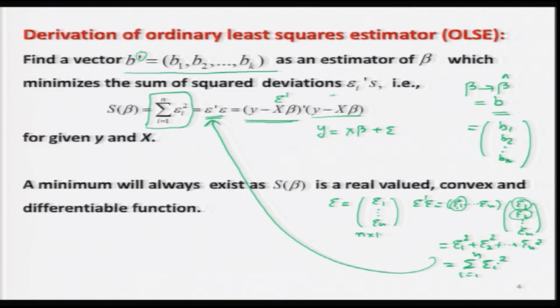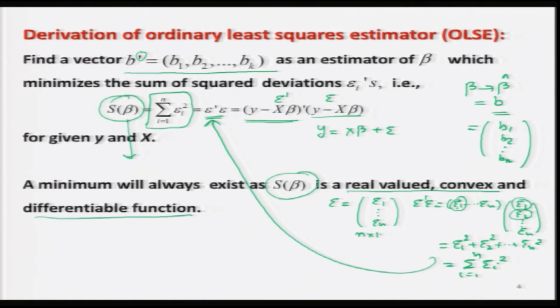So, this is epsilon transpose, and this is epsilon, and the values of y and x are given to us. Our objective is to minimize this function S beta, which is the summation of epsilon i square, and we would like to obtain the value of beta such that it minimizes this sum of squared deviations. So, the question comes, what is the guarantee that the minimum will always exist? The minimum will always exist because S beta is a real valued convex and differentiable function.